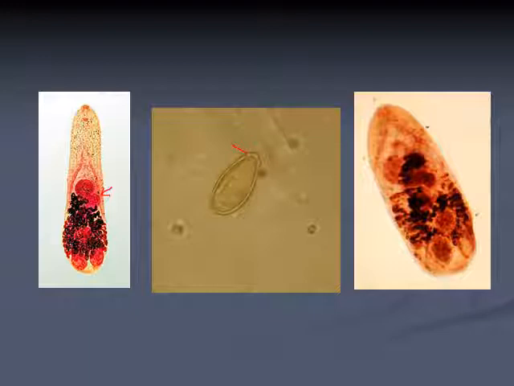This is Metagonimus yokogawai. In Metagonimus, we can notice that there is no genital sucker, and the genital pore here doesn't have any sucker around. And here are the two testes and the ovary.